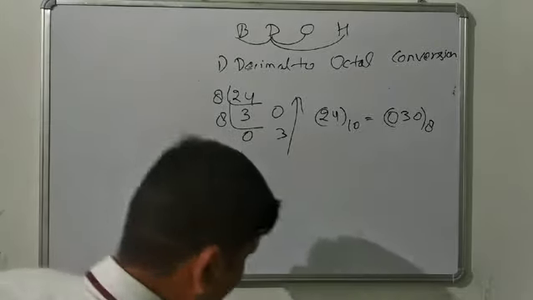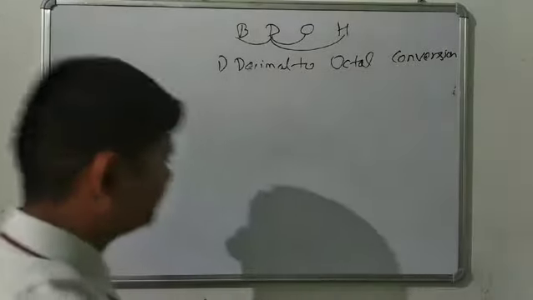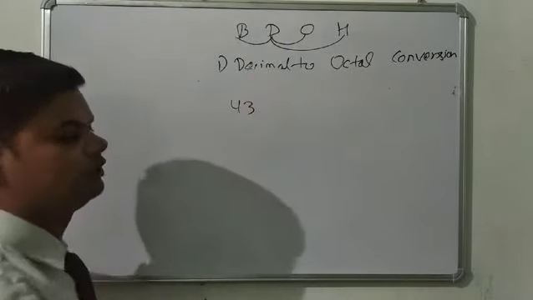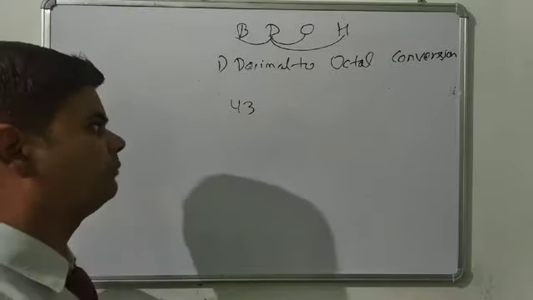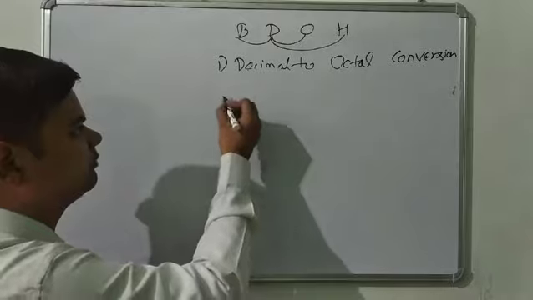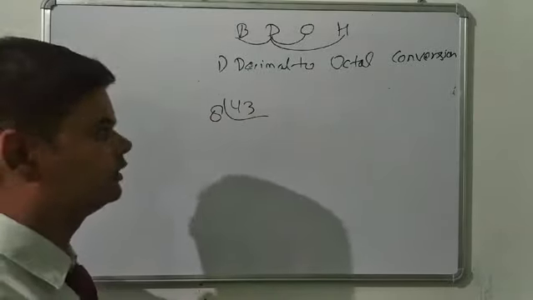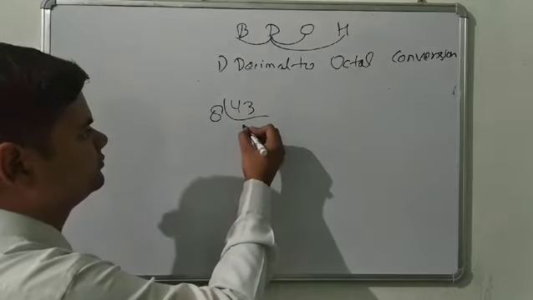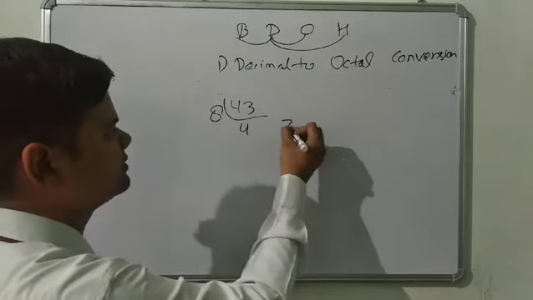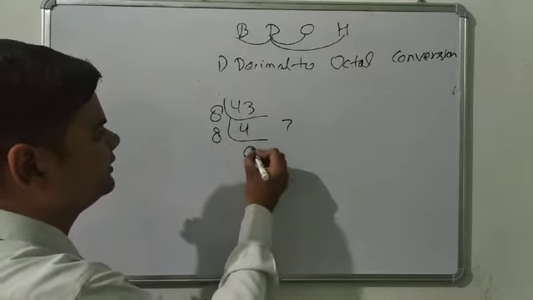Okay, we are taking one more example, same as this. We take the number 43. We have 43, which is a decimal number, and we have to convert 43 into an octal number. For that purpose we have to divide by 8. So 8 times 4 is 32, and 8 times 5 is 40. What is left? That is 3. Again we have to divide 5 by 8, that is 0, remainder 5.